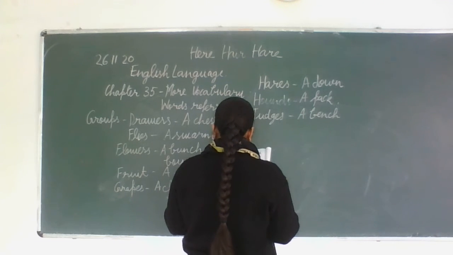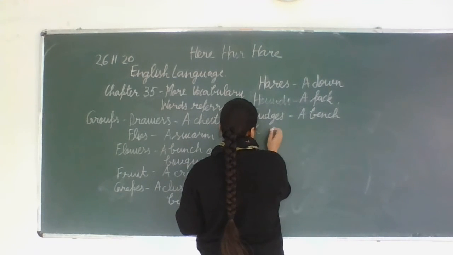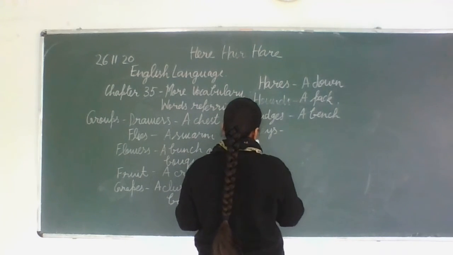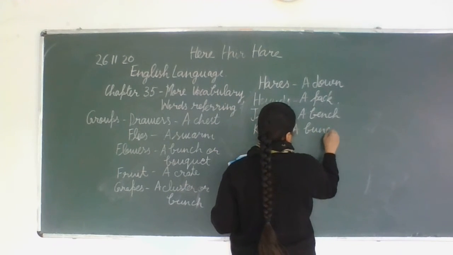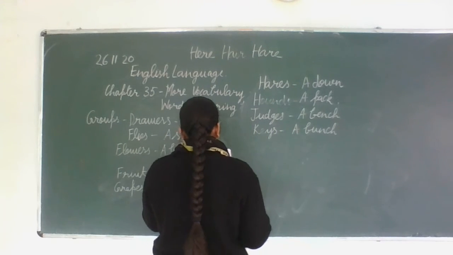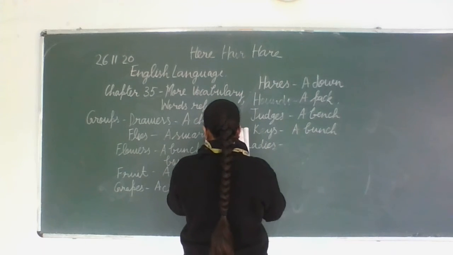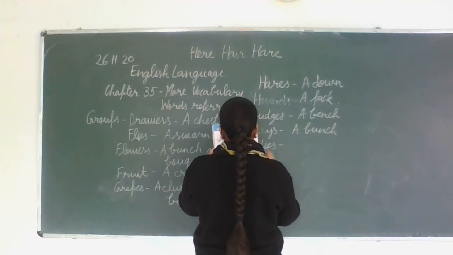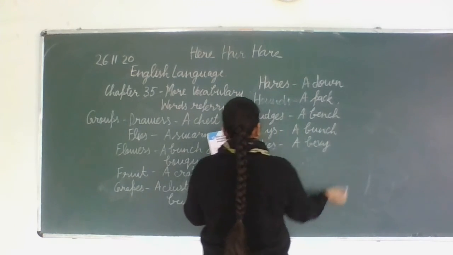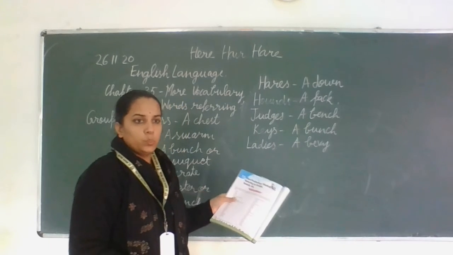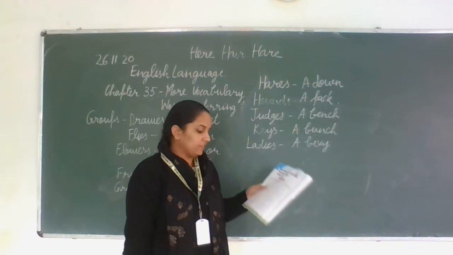The next one, keys. For the keys, it is a bunch. Ladies. The group of ladies is known as a baby. Not baby, it is baby. Where a number of ladies are together, this is called a baby.